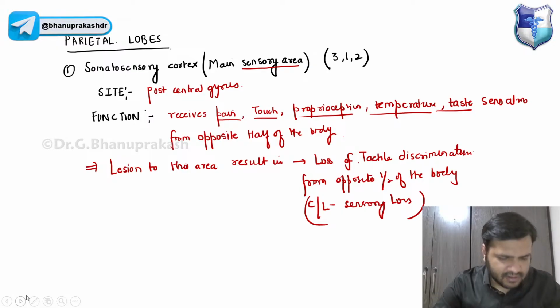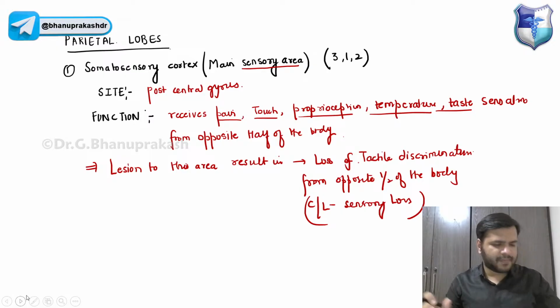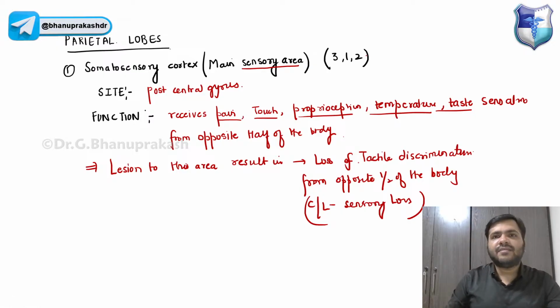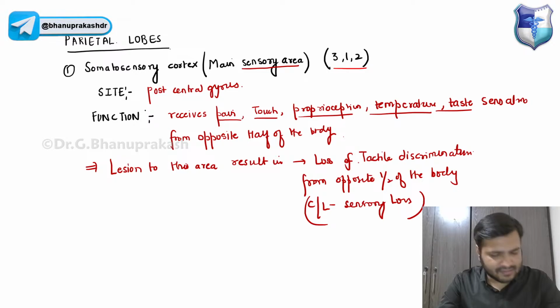Now, in the parietal lobe, we were discussing the somatosensory cortex, that is the main sensory area, that is areas 3, 1, and 2.